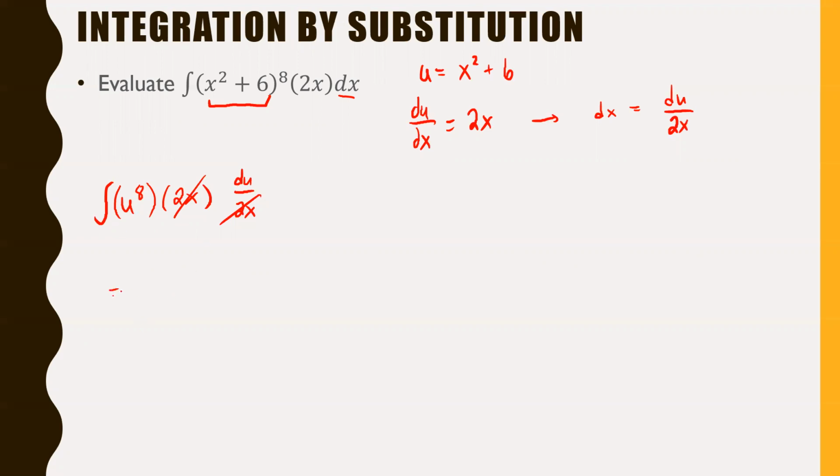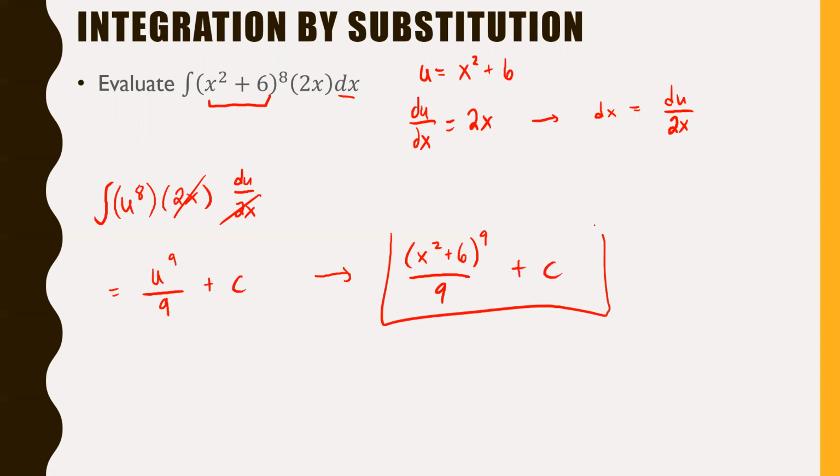So this is just going to become u to the power of 9 divided by 9, because if you imagine taking the derivative of that, it's going to have a divide by 9 to cancel out. Plus c, I guess. That's really all we got. Last thing we need here, though, is that u isn't part of our original expression, so we should substitute back in what we had. So our answer to this question is going to be x squared plus 6, all to the power of 9, all divided by 9, plus c. That right there is going to be the integral of what we started with in the first place.